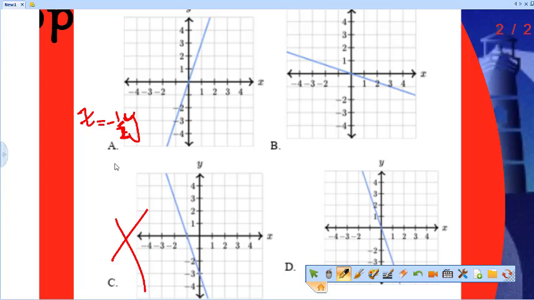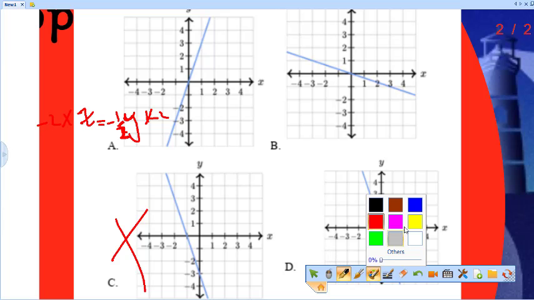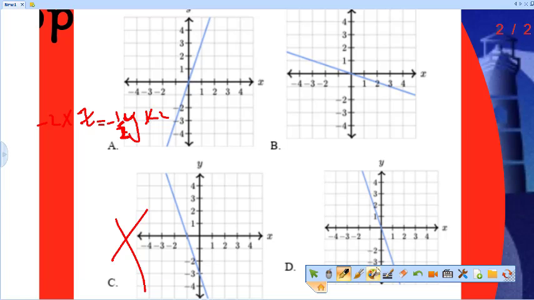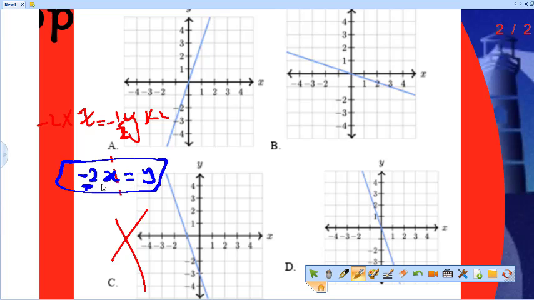What we should do? Yes, multiply by -2. It became -2x equals y. Now it's easy. My slope is negative. My slope is negative, from left to right goes down. It means the first one is wrong. This one or this one?